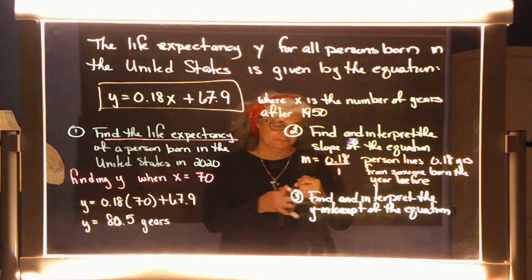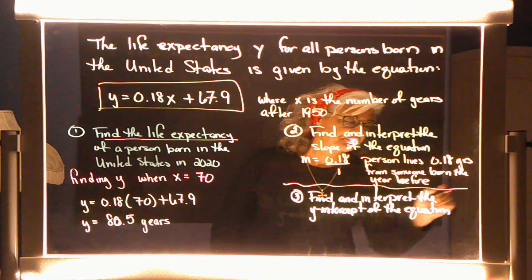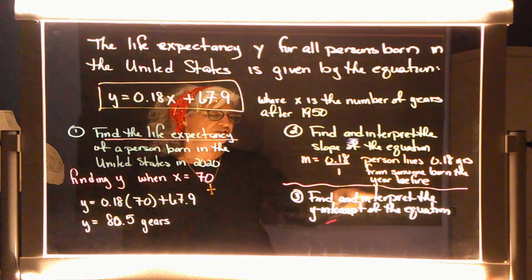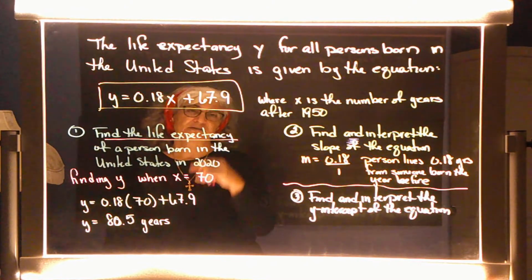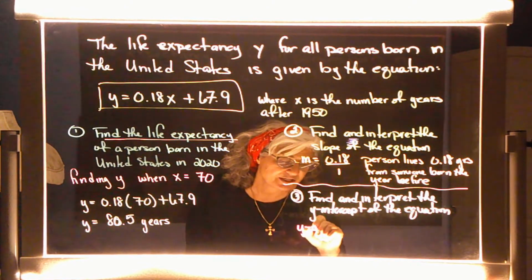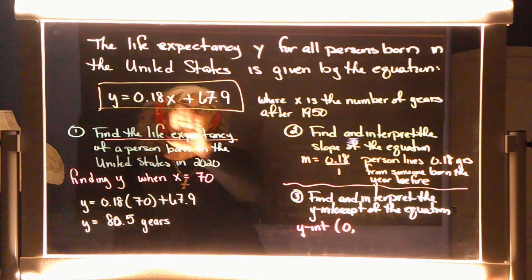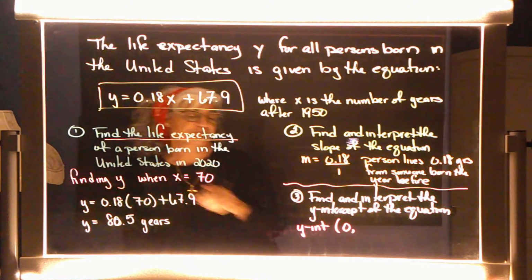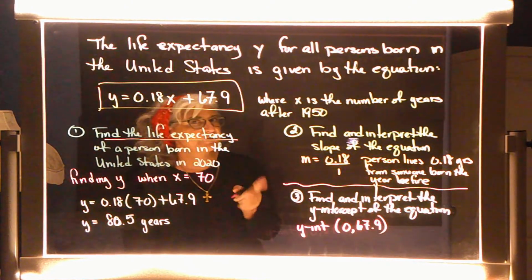Okay. And yes, there's a part 3. Part 3 says, find and interpret the y-intercept of the equation. Well, again, gratefully, right, it's set up in the correct format. So help me out. How do I find the y-intercept? Good, we let x be 0, don't we? And when x is 0 in here, what do we get? Yeah, we get 67.9.